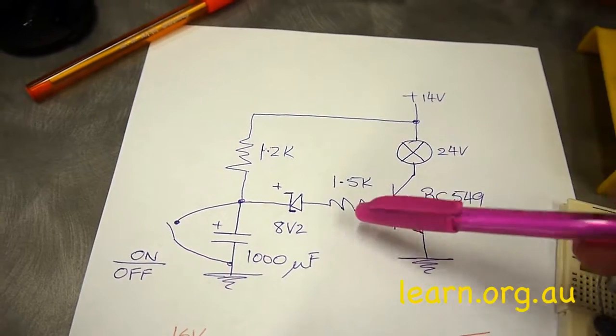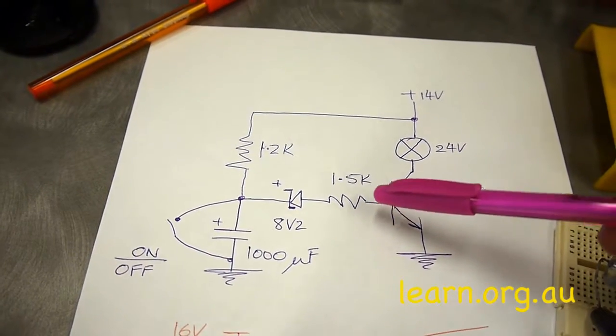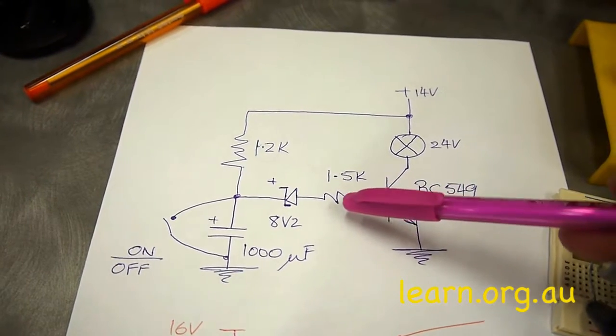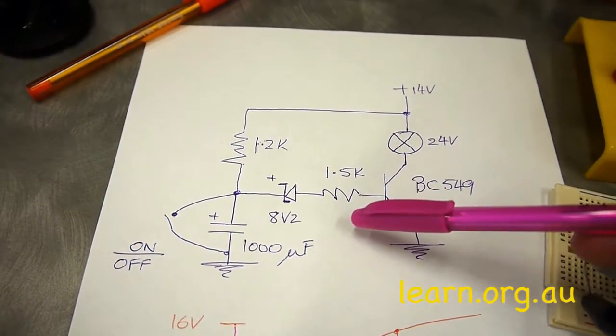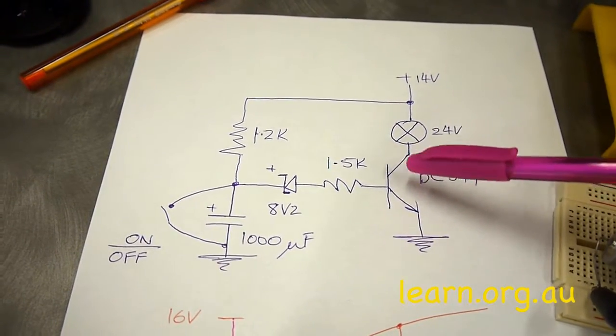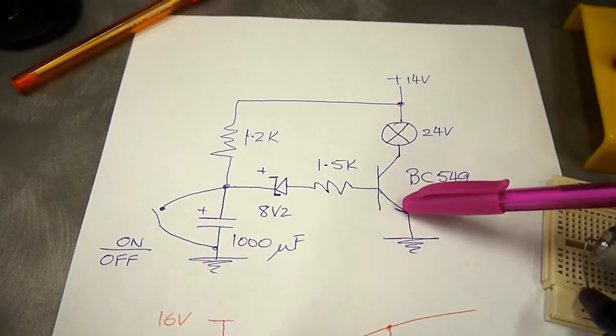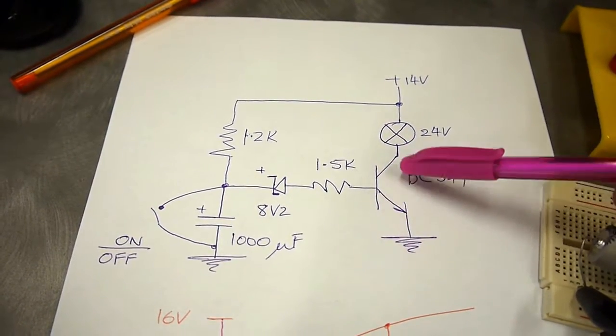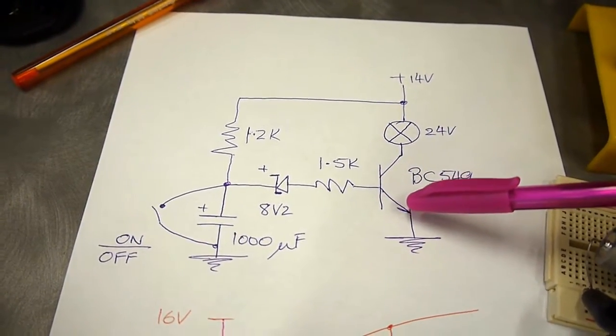There's a 1.5k resistor to limit the base current. Be careful, don't make that resistor too large. If the base current is too small, the transistor won't turn on as a switch, and there'll still be voltage dropped across the emitter collector, and then you'll really exceed the specification.